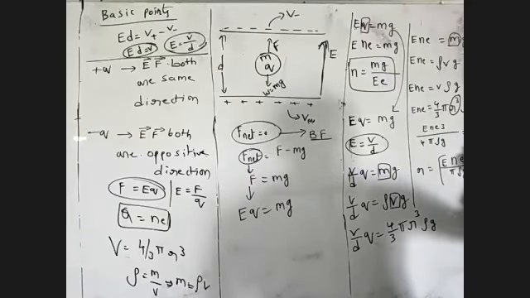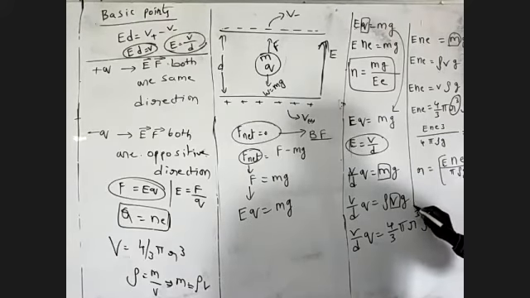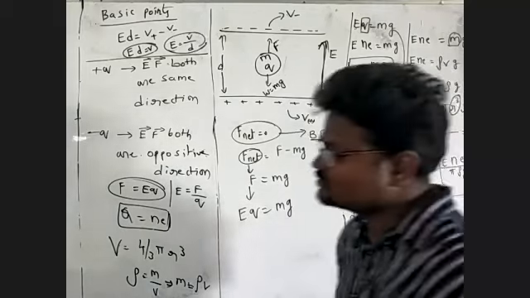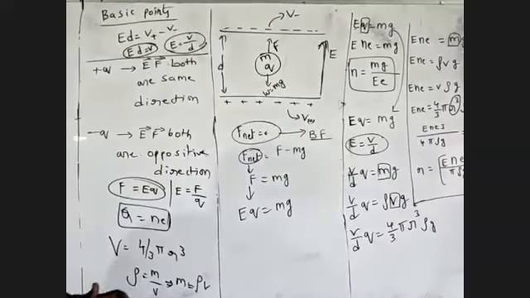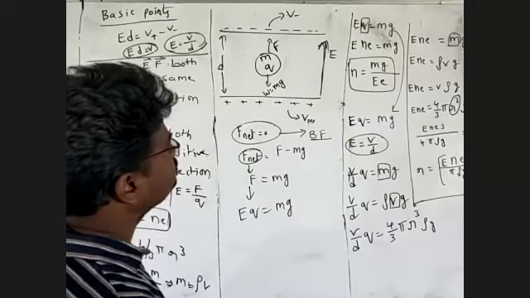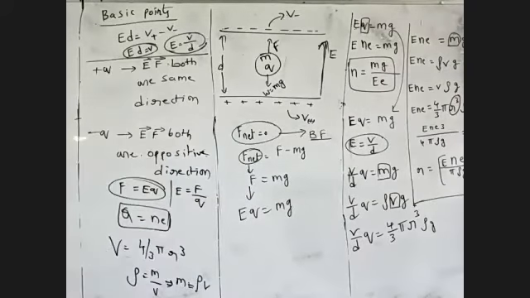Taking this side, r is equal to the power of 1 by 3. This is one. Now finally, the conclusion. What is the conclusion?